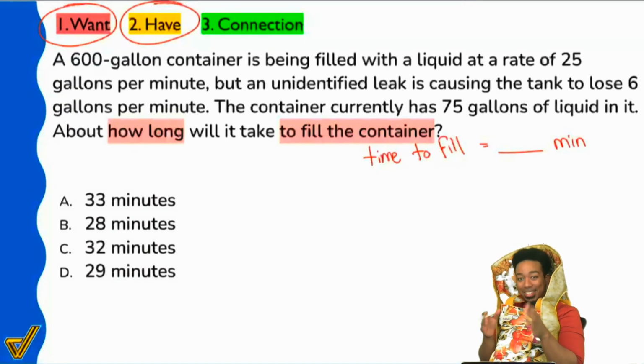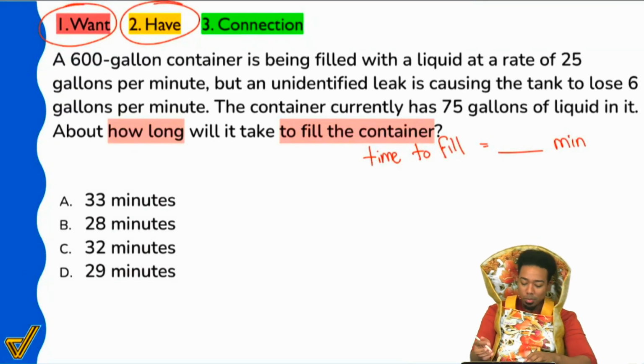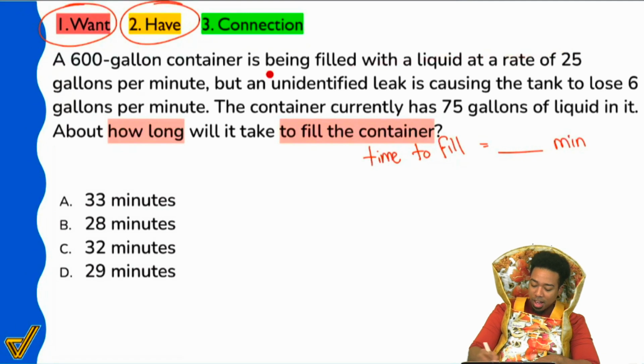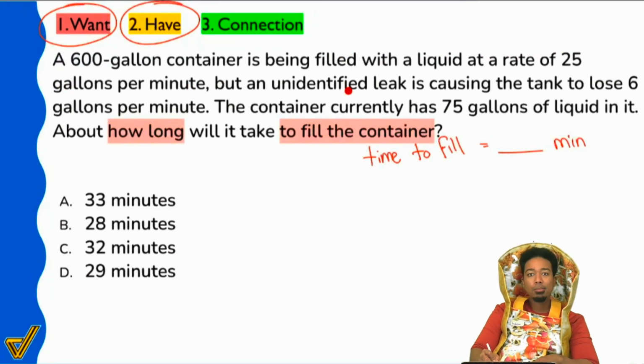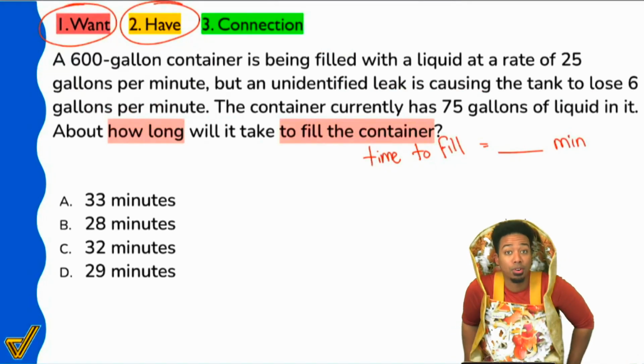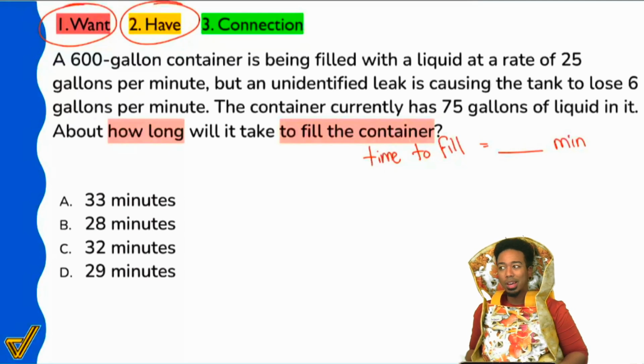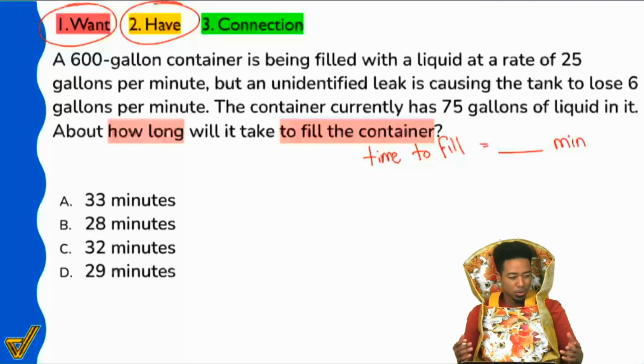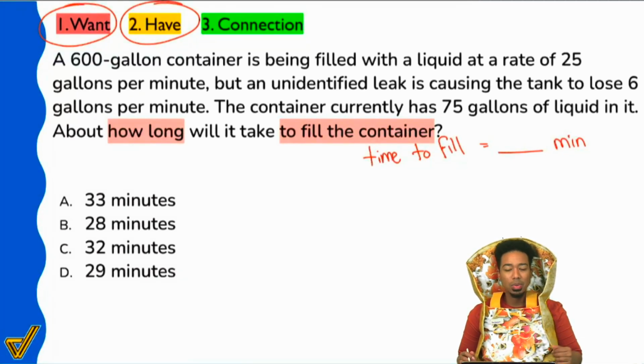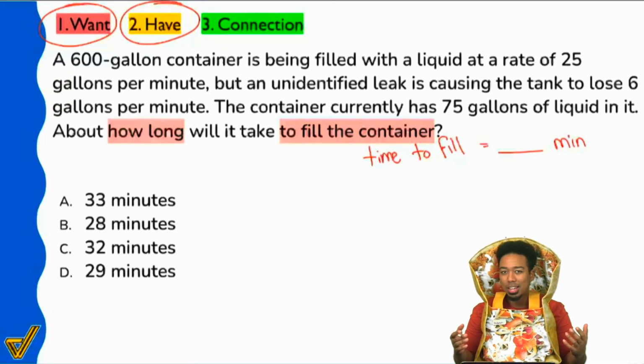So yes, we do have a rate given to us in this problem. We see that we have 25 gallons per minute, and that's what it's being filled with. That's the fill rate. But then we have a leak that's causing us to lose 6 gallons per minute. So we have 2 rates. And then we have what we're trying to get to, the 600 gallons. Then we have the 75 gallons that are already there.